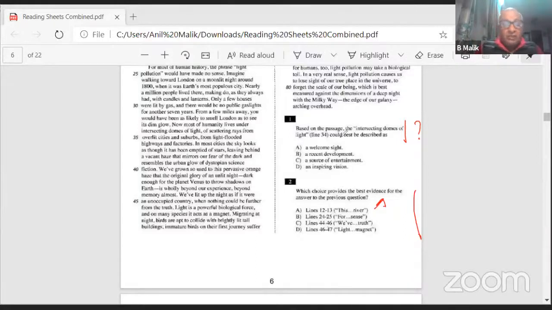So when I went to see and read line 34, I read, now most of humanity lives under intersecting domes of light, of scattering rays from overlit cities. So when I saw overlit and I saw the word now, right? And from light flooded, in most cities, the sky looks as if it's a vacant haze. So I realized that, yeah, whatever these intersecting domes of light are negative, right? So when they are negative, I looked at the answer choices. So I removed all the three positive answers. I removed C, and I removed D. I was left with one answer.